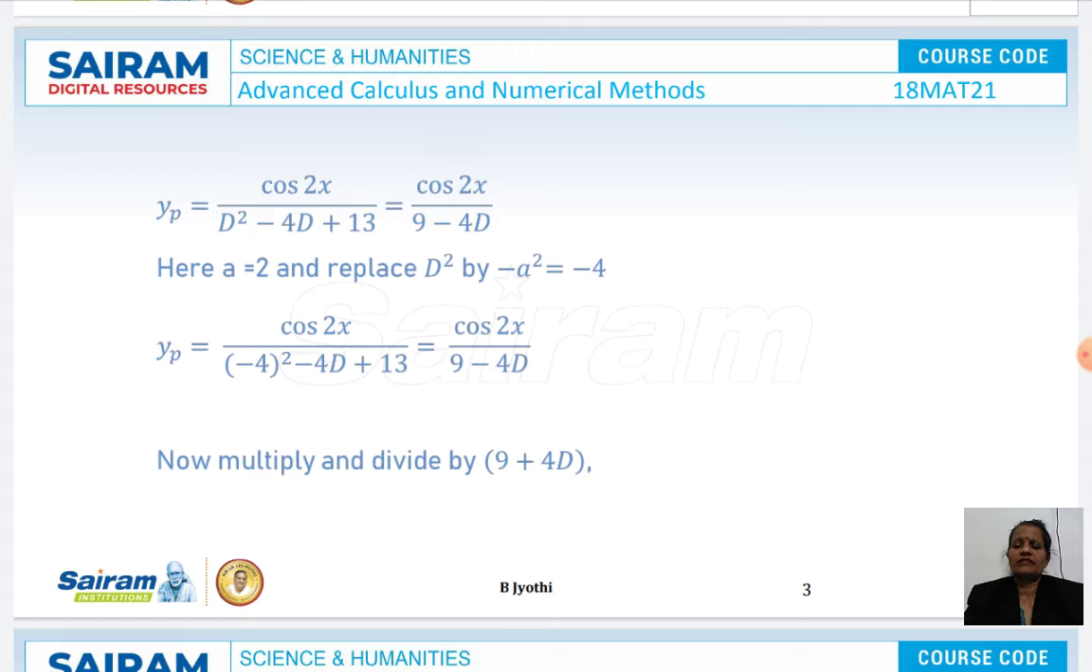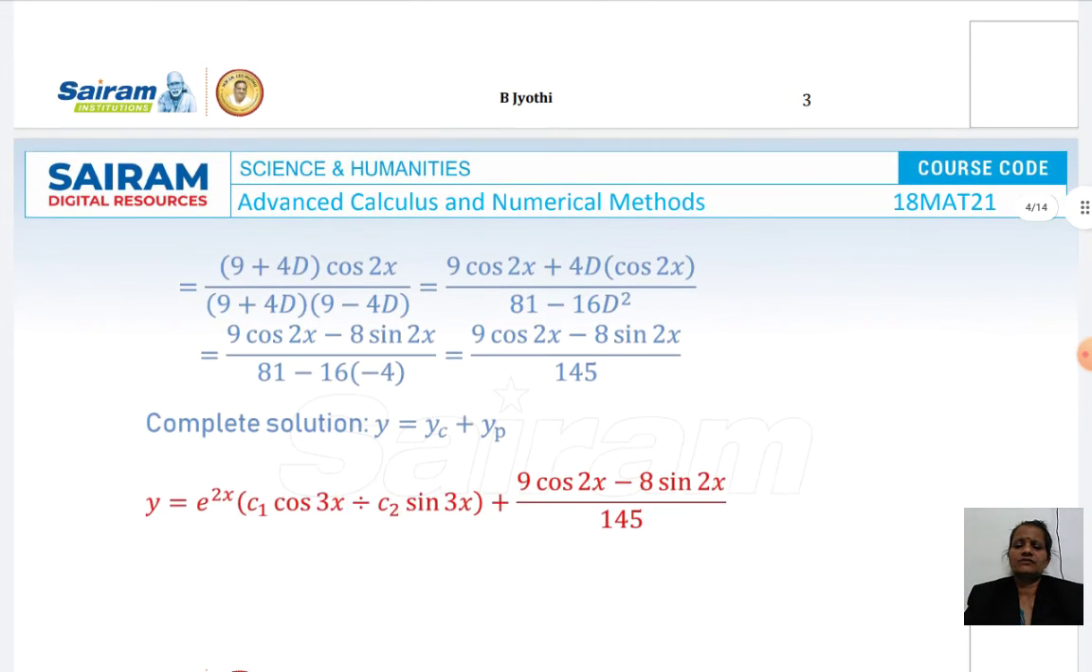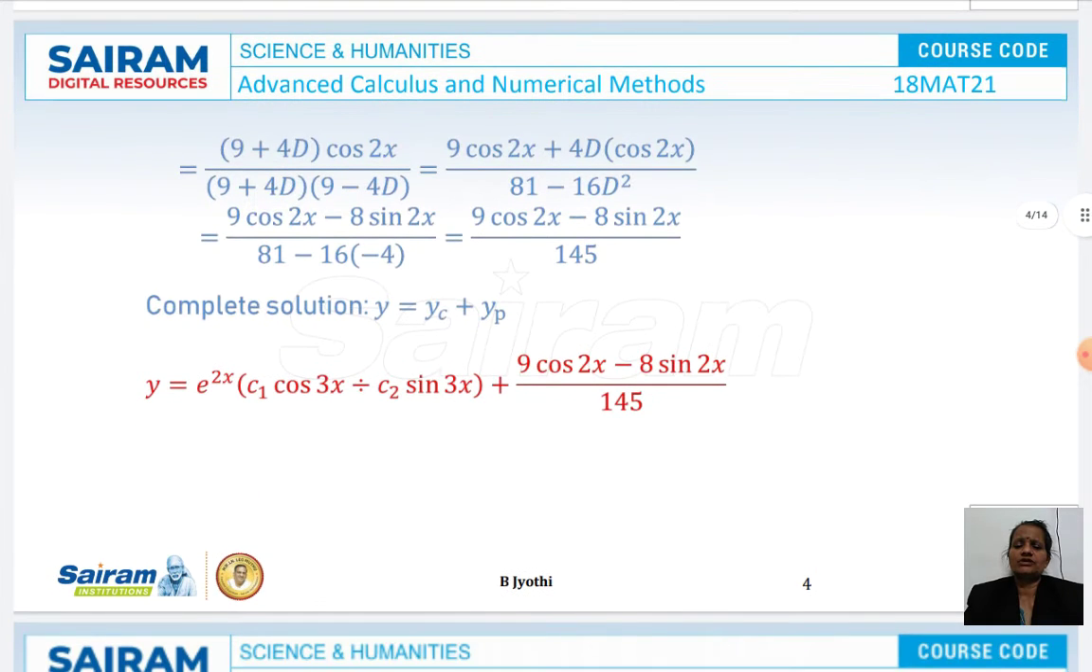Now multiply and divide by the conjugate, that is 9 plus 4D. That gives us (9 plus 4D) into cos 2x by (9 plus 4D) into (9 minus 4D). On simplification, we get 81 minus 16D square in the denominator, and in the numerator we get 9 cos 2x plus 4D of cos 2x. That gives us 9 cos 2x minus 8 sin 2x. So the complete solution is given by yc plus yp.